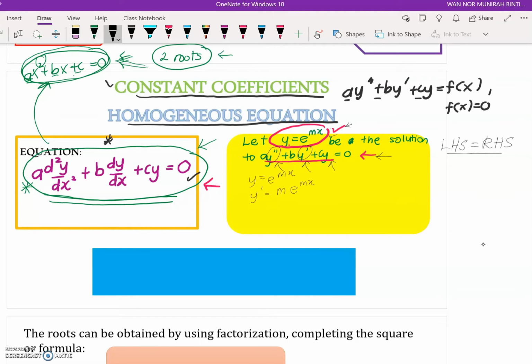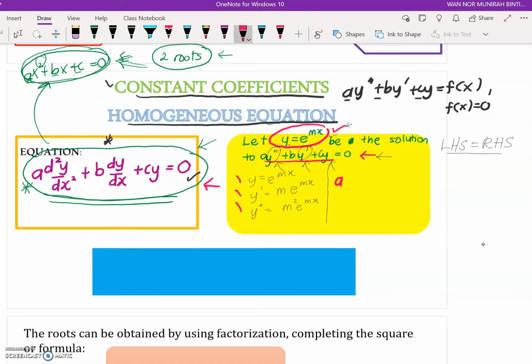m is a constant, so that we can take out m in front of here. Okay, y double prime is equal to m square e^mx. Now, in order to say that y equals e^mx is the solution, what I need to do next is substitute all these derivatives into my function, into my differential equation.